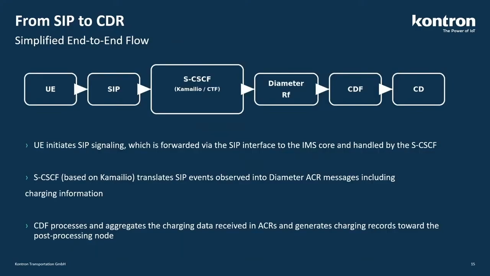And this is basically how it works from the user equipment. User equipment triggers SIP messaging or SIP signaling. It's forwarded through the IMS, finally towards the CSCF. And the CSCF, as said, based on the triggers we have seen before, will issue these diameter requests towards the charging data function. And finally, on the very right-hand side is our post-processing. However it is called, in our case it's called billing mediation in Kontron.